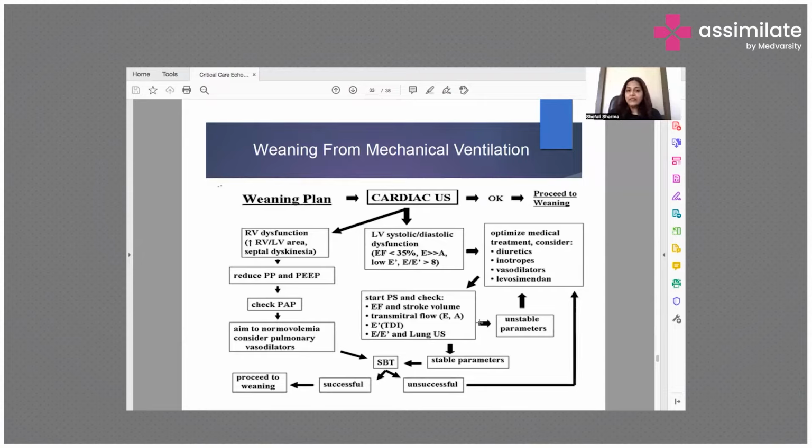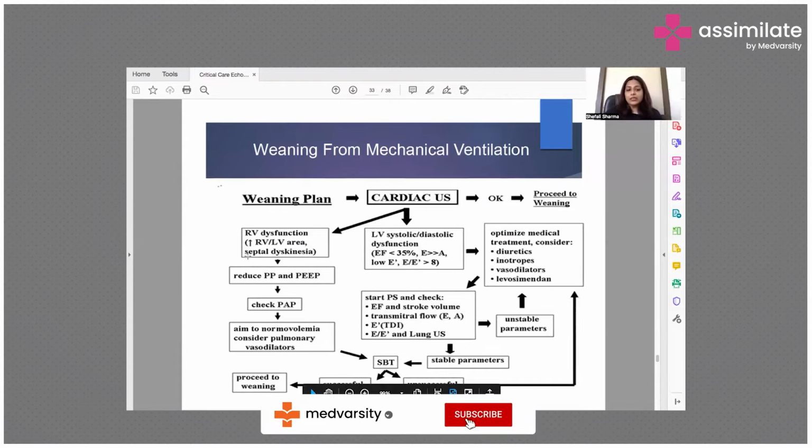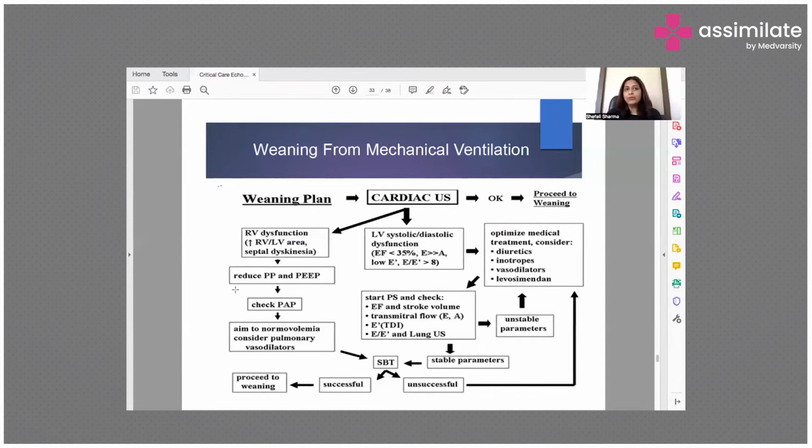But if there is any RV dysfunction, that is, there is an increased right ventricular to left ventricular area ratio, there is septal dyskinesia, in that situation you have to reduce the positive pressure and check the positive pressures again. You have to aim for normovolemia, consider pulmonary vasodilators, and then you can start with the process of weaning.